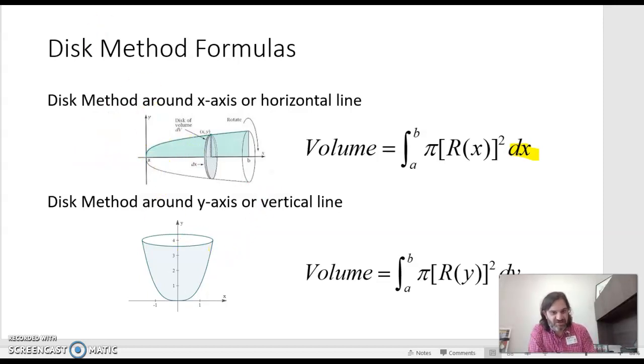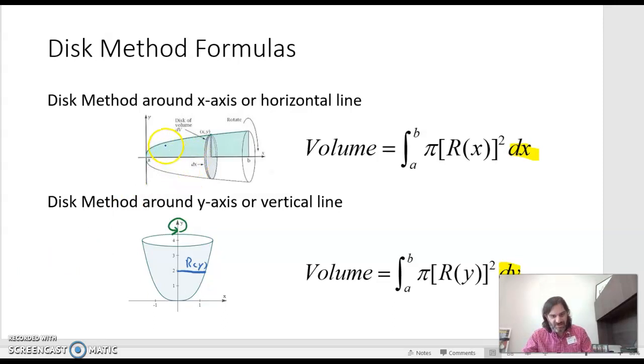If we go around a y line or a vertical line, we're going to integrate in terms of y. So from A to B, pi times the radius squared dy, so everything is going to be in terms of y. We're talking about the radius from the center of the rotation out. That would basically be our radius, and that can be different in different functions. It just depends on what we have and how we're going to rotate it.